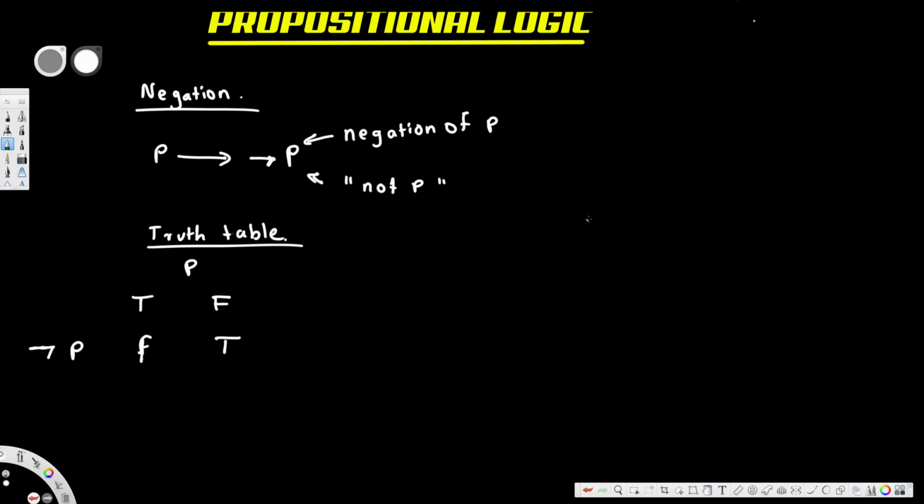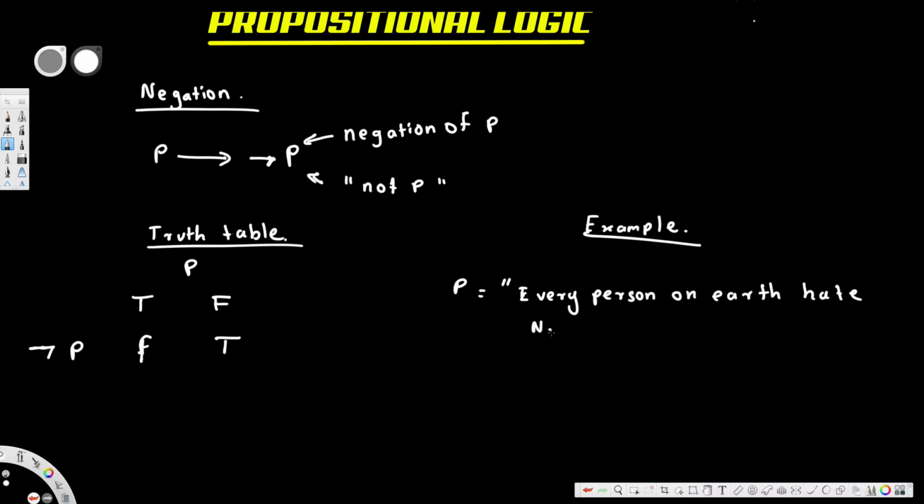Now let's look at a general example. First, let's say P is equal to every person on earth hates Nickelback.